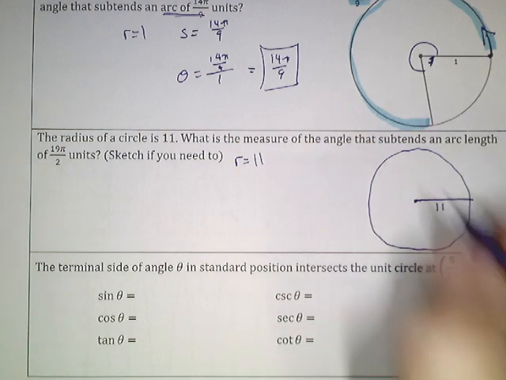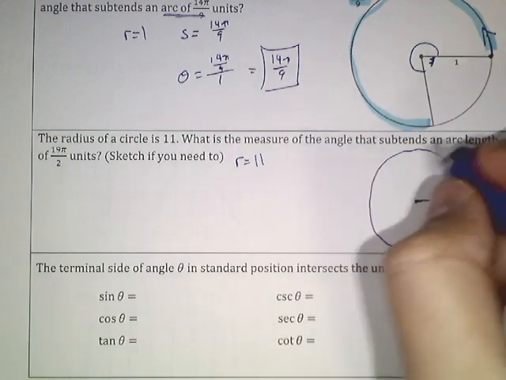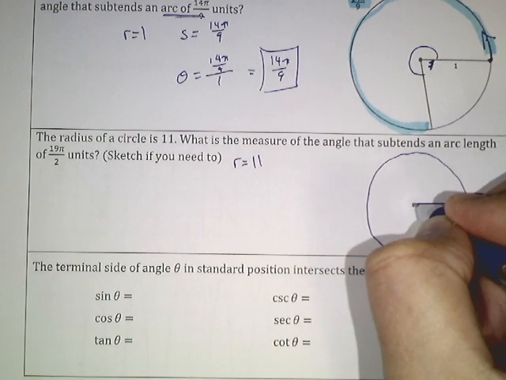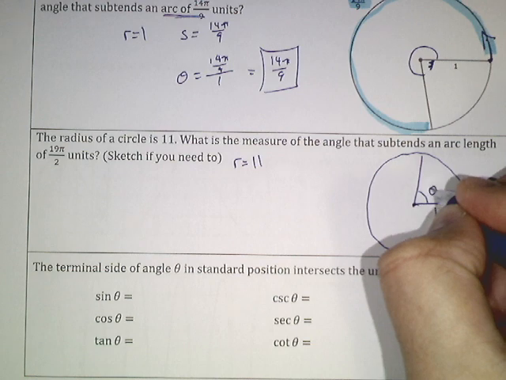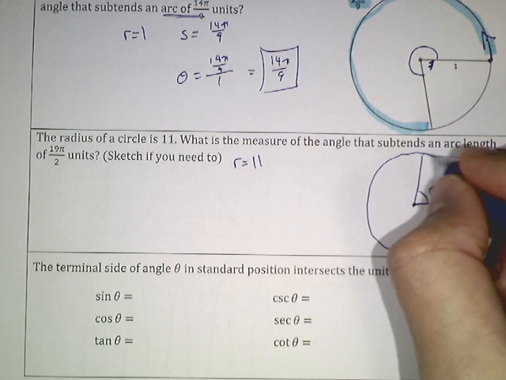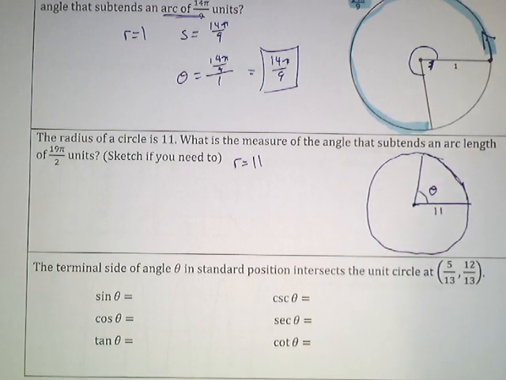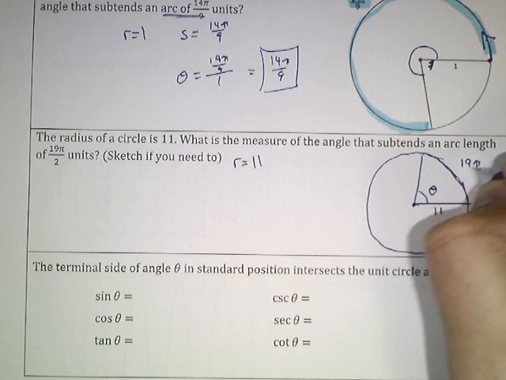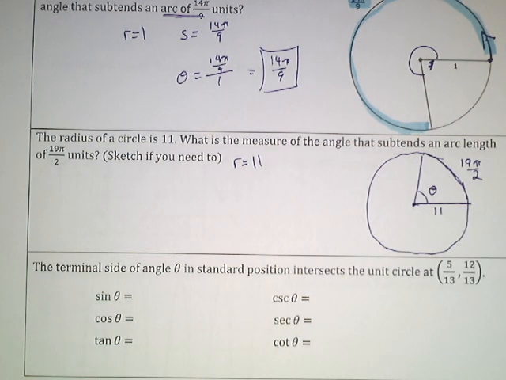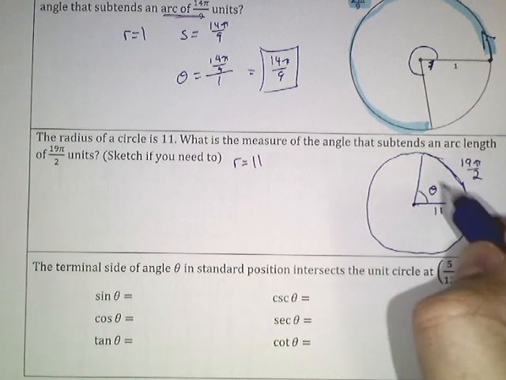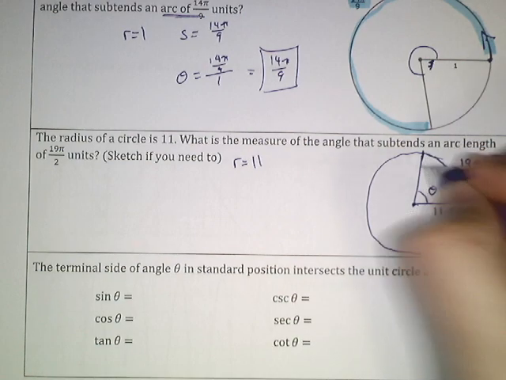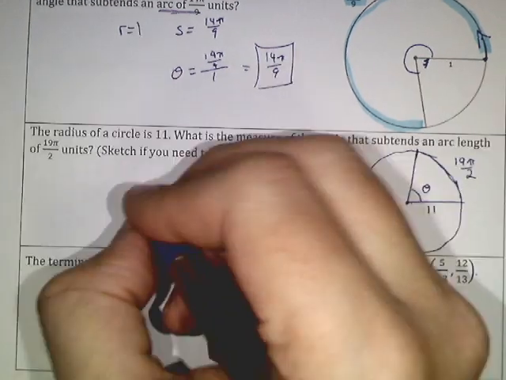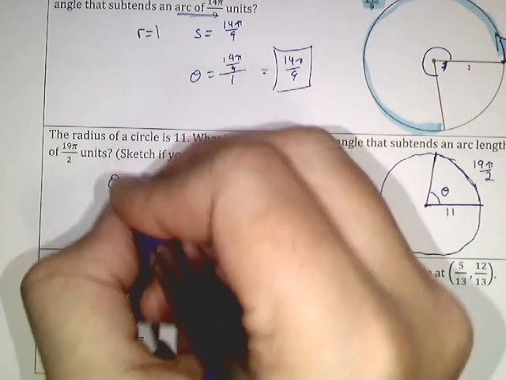What is the measure of the angle? So we don't know theta. So there is some angle right there. There is some angle. We don't know. It's theta. But we do know that this arc length right here is 19 pi over 2. I know this is not to scale. We don't care. It's abstract. This is good enough for a sketch because the equation will fix it all for us.